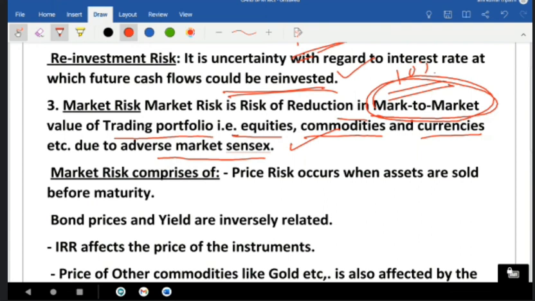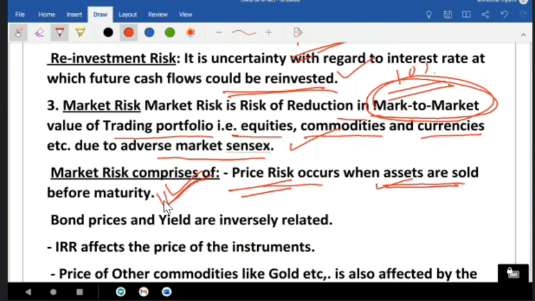But where is the risk? If the rate is going up, if we get profit, there's no issue. But if the rate is going down, then this is a great concern. So we have to manage that. Market risk comprises price risk, which occurs when assets are sold before maturity. So price risk occurs when the assets are sold before the maturity.